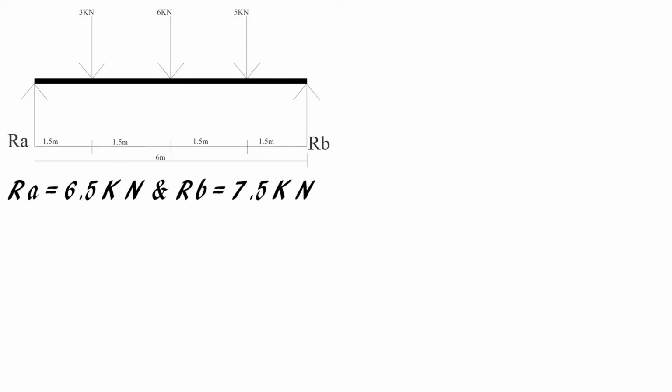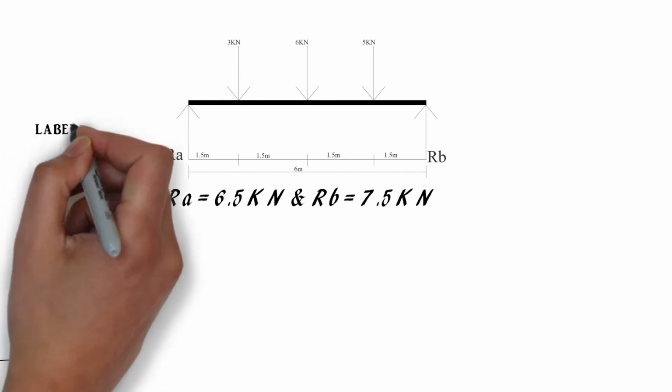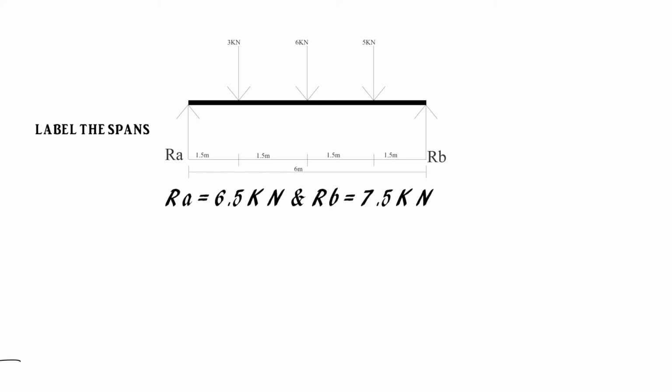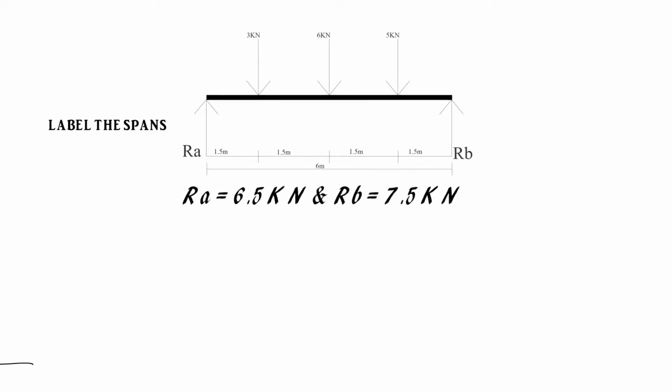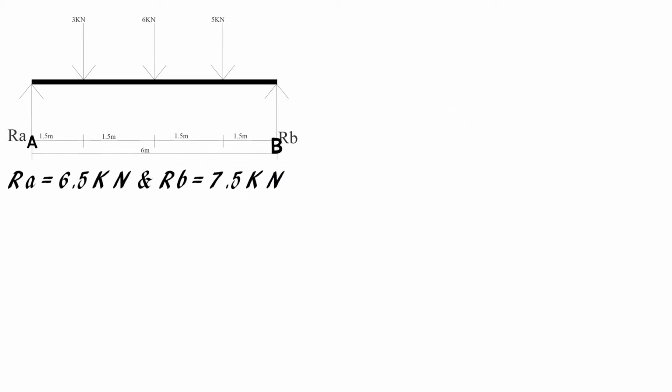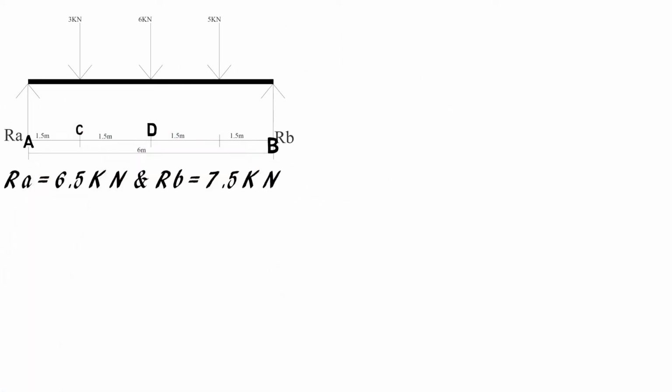One of the things we need to know for solving for shear force and bending moment, first thing we want to do is to label our spans. We already have RA and RB. I'm going to take that as point A and point B, and then label the three other spans as C, D, then E. So there we have 5 spans. It's going to make it easier for us to solve.